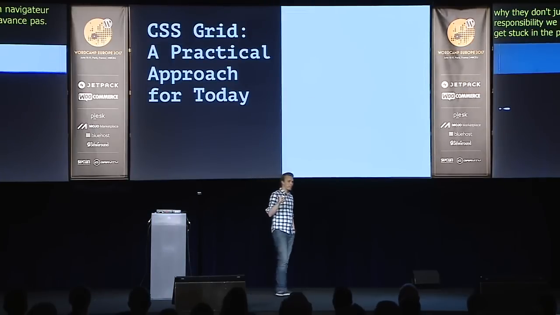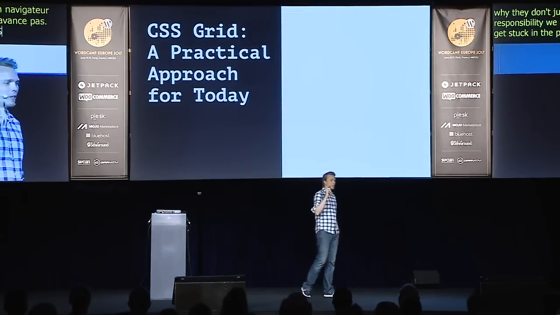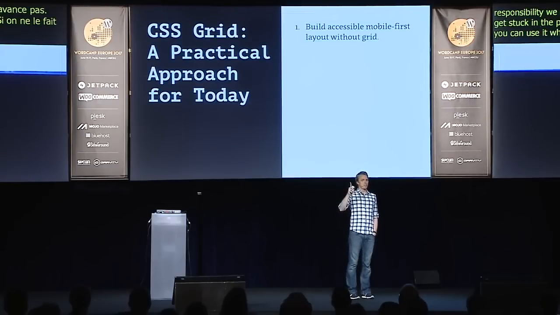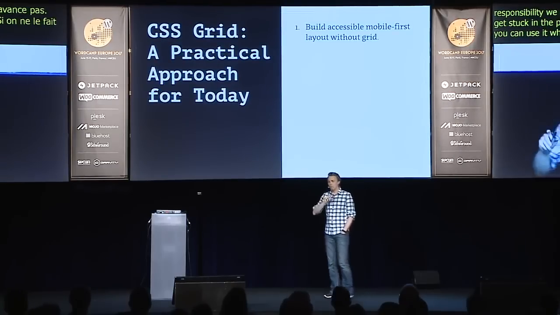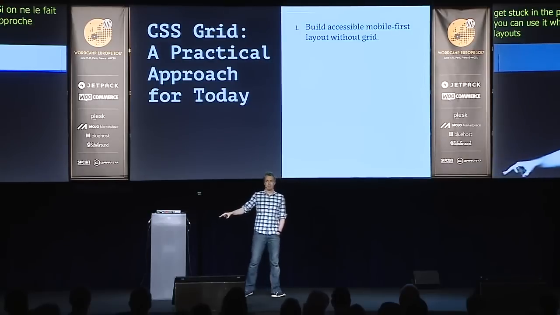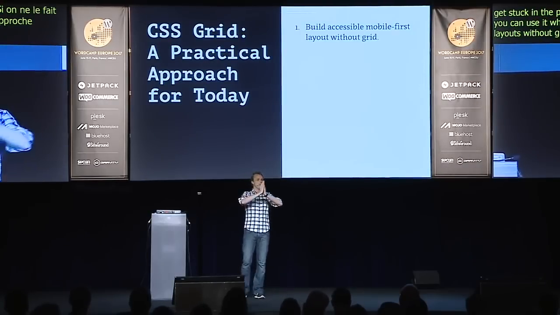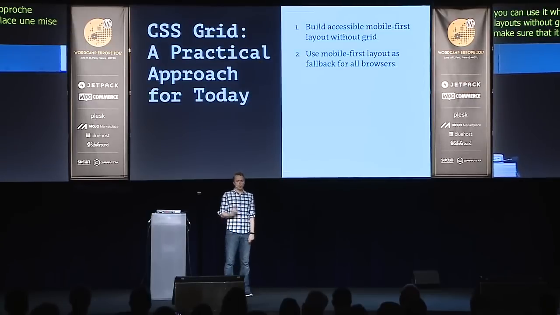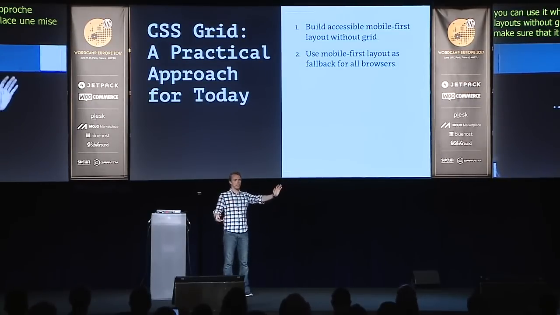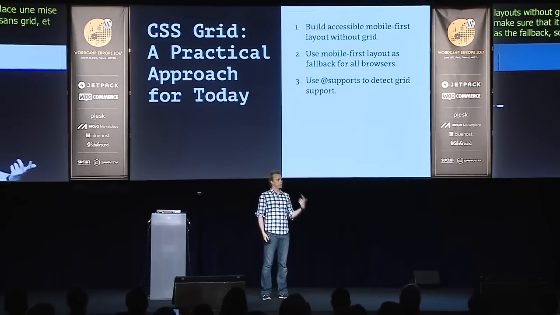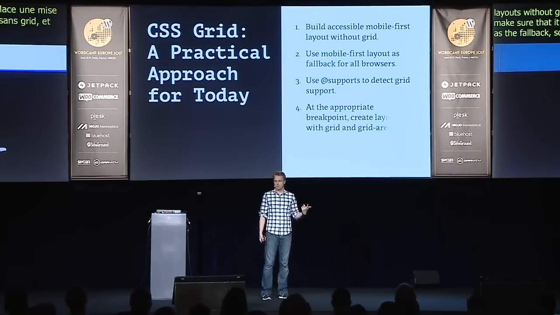So, practical approach to CSS Grid right now, so you can use it when you walk out of this room. First, build accessible mobile-first layouts without grid. That is your baseline. So make it work on your mobile phone. Make sure that it still works when it's on a widescreen. Then use that mobile-first layout as the fallback. So if everything goes to hell, mobile-first works. Then use @supports to detect grid support.